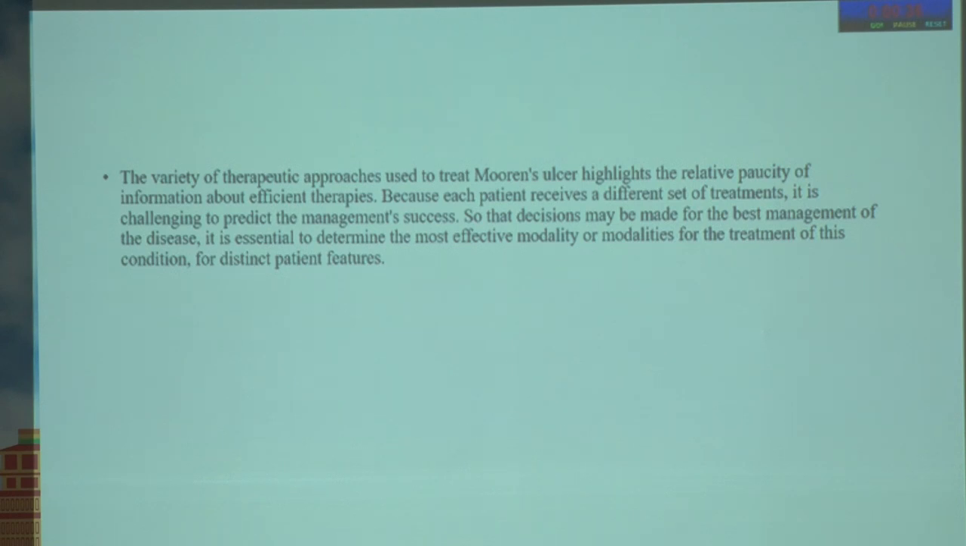The variety of therapeutic approaches used to treat Mooren's ulcer highlights the relative paucity of information about efficient therapies, because each patient receives a different set of treatments. It is challenging to predict management success so that decisions may be made for the best management of the disease. It is essential to determine the most effective modality for the treatment of this condition for distinct patient features. Thank you.